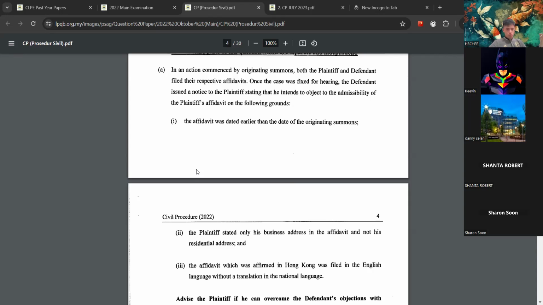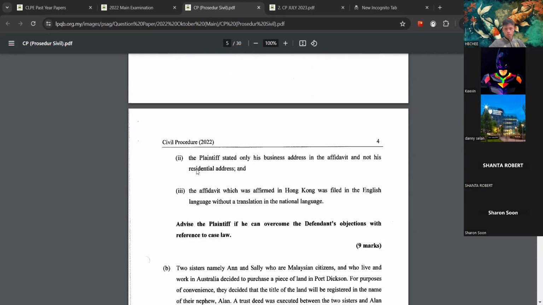So when you see affidavit questions, don't panic. Just flick to Order 41. It explains your answer, and the answer is very straightforward and right there.